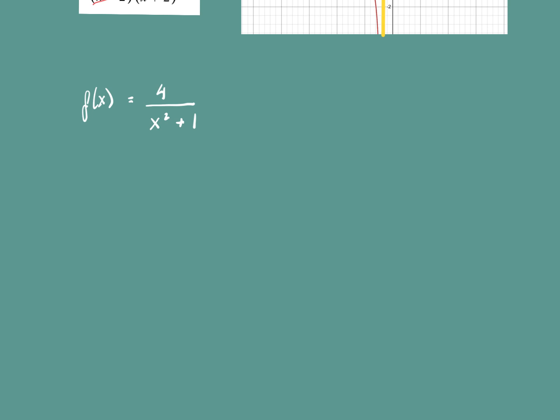So finally, the third step is to make the denominator equal to 0. So if we make it equal to 0, that means that x squared is equal to minus 1, which would mean that x is equal to plus or minus the root of minus 1. So there are no vertical asymptotes. And that's okay. You don't have to always have vertical asymptotes.